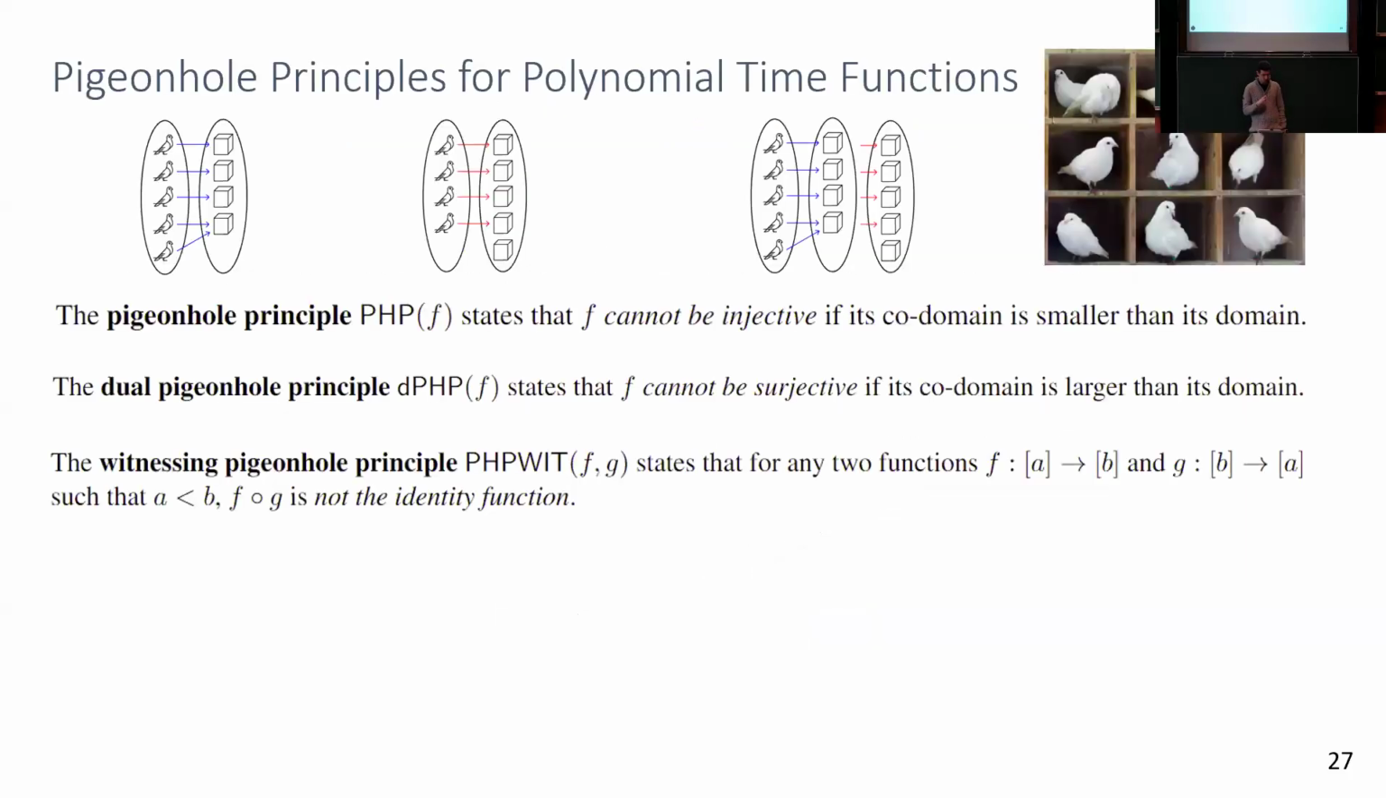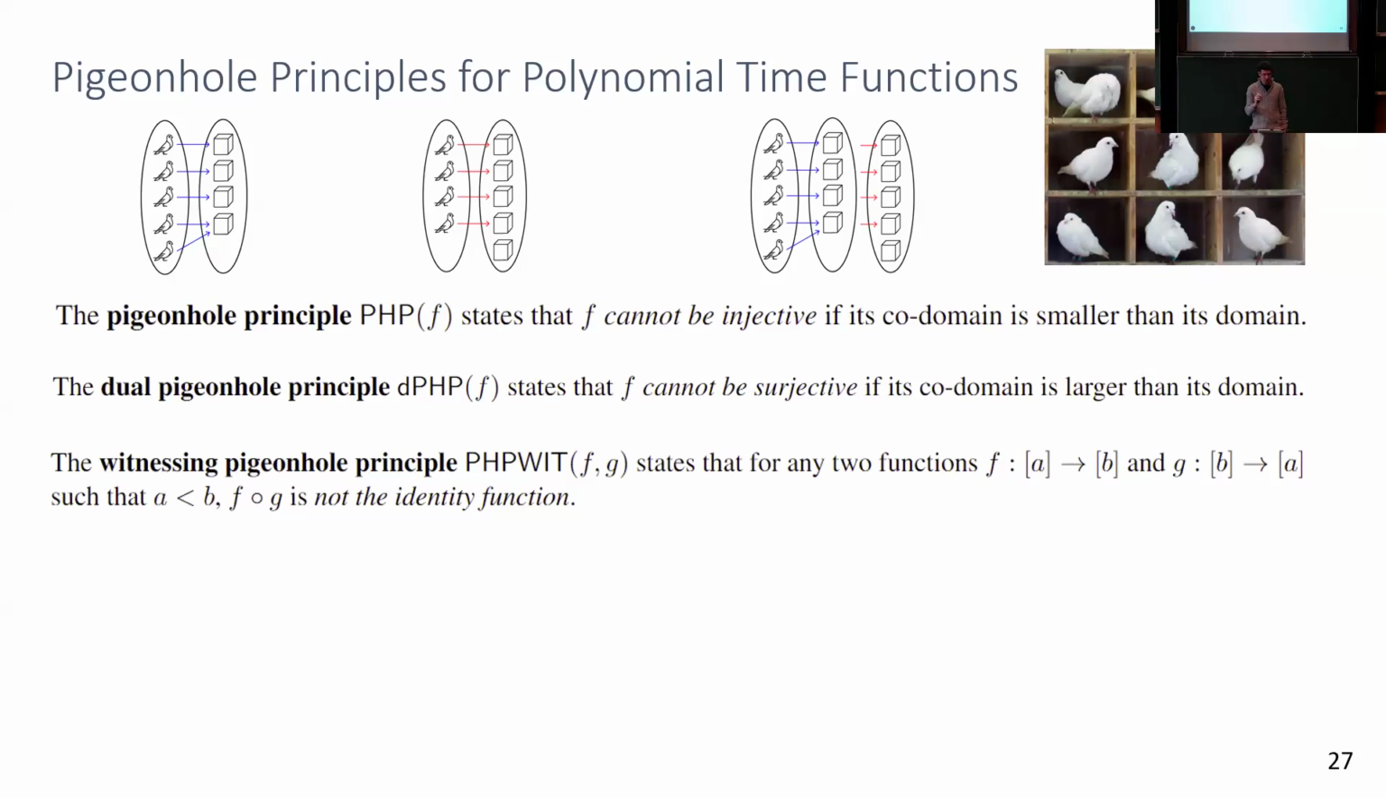Okay, which principles? We will be looking at the different pigeonhole principles. These are the principles already familiar to most of you. We consider the standard pigeonhole principle, the dual weak pigeonhole principle, which is the one I introduced for APC1. And those are the pictures representing the principles. We also look at this so-called witnessing pigeonhole principle or retraction pigeonhole principle, which says that if I have two functions f and g, one is compressing and the other is decompressing, then this cannot be the identity function. So that's the witnessing pigeonhole principle.